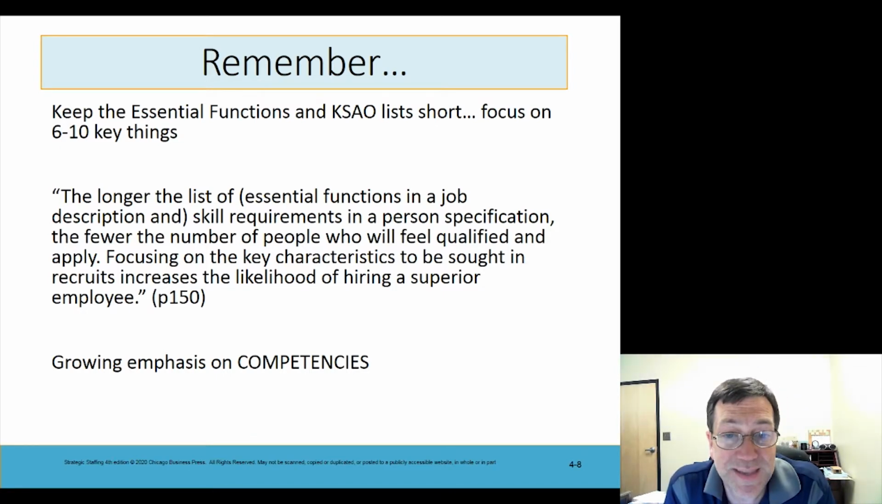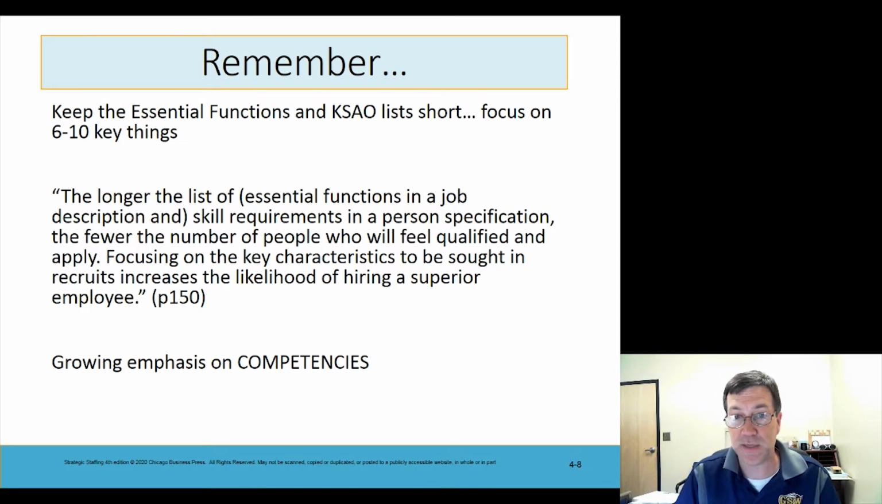The longer the list of things, the fewer the number of people who feel qualified and who will apply. So if I've got a list of 12 different things, it's like, man, I can only do 3 of those, so there's no point in applying. Whereas if I only have 6, I can do half of them, not just a fourth of them. So maybe it's worth my time.